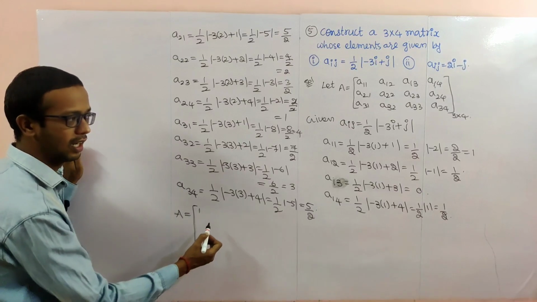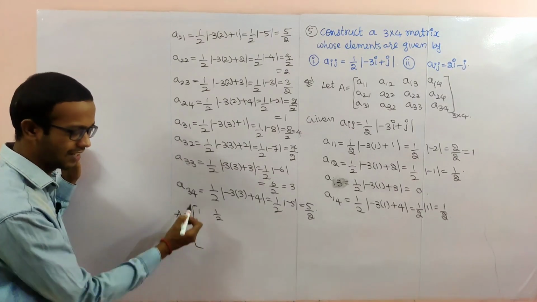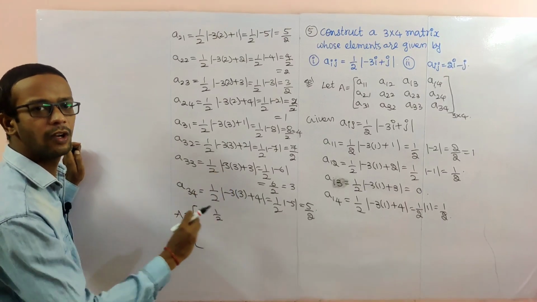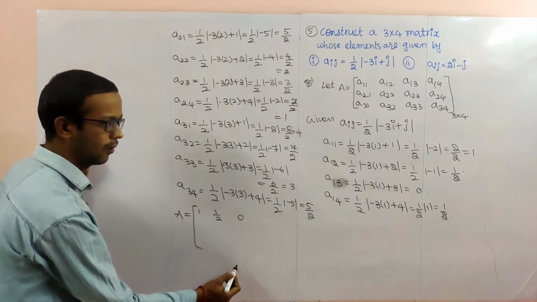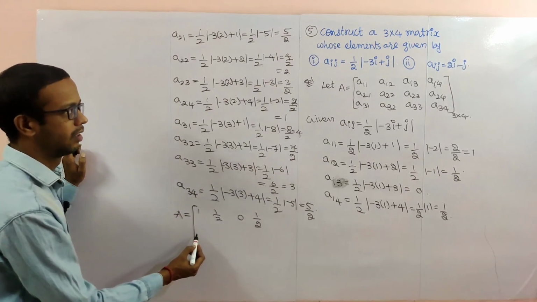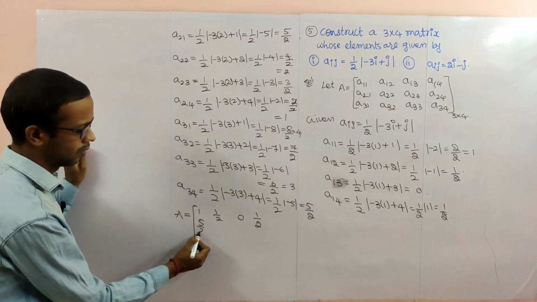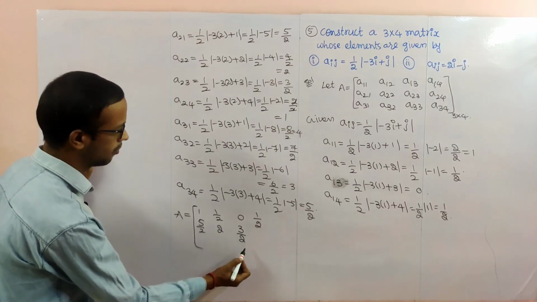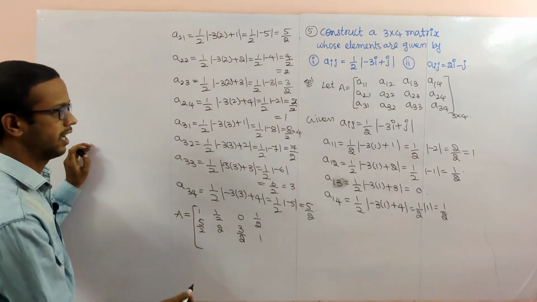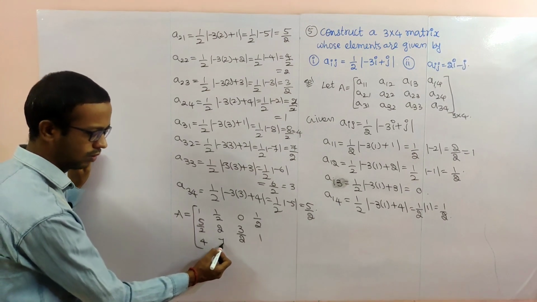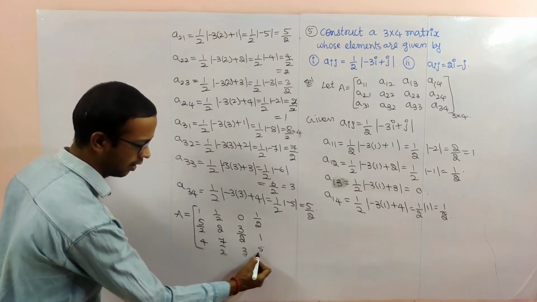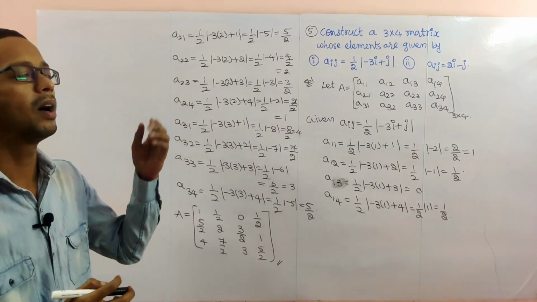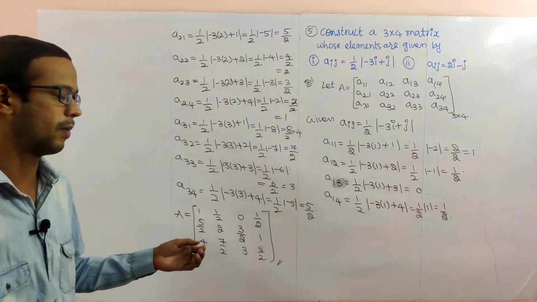A11 means 1. Next A12, 1 by 2. A lot of numbers, if you write them vertically, it will be totally wrong. So horizontal only. The way we found the elements, that way only we have to write. A13 is 0. Next A14 is 1 by 2. Next 5 by 2. Here A22 is 2. Next A23 is 3 by 2. A24 is 1. Next A31 is 4. A32 is 7 by 2. Next one is 3. Next one is 5 by 2. So this is the required matrix, the 3 by 4 matrix.